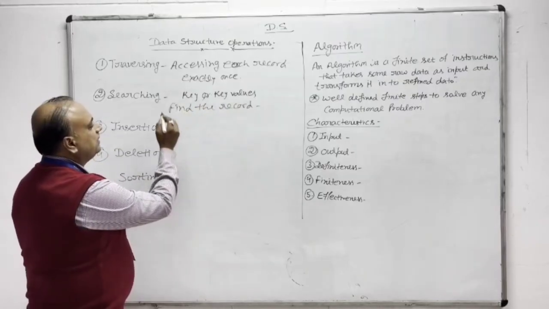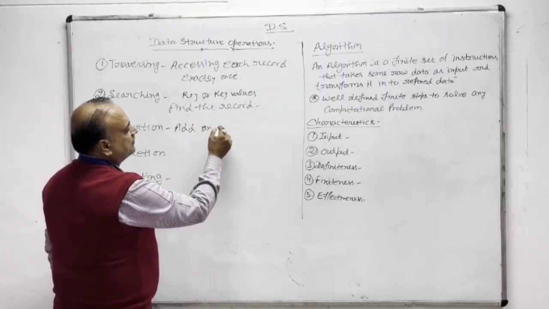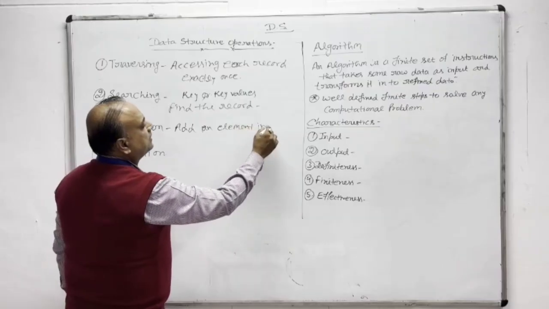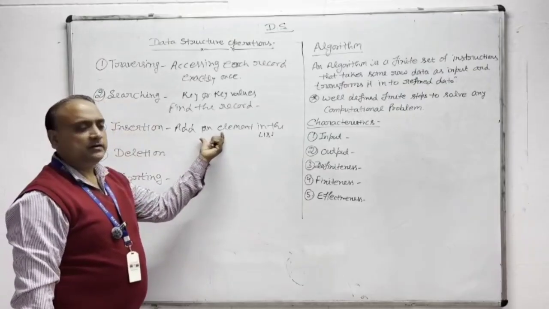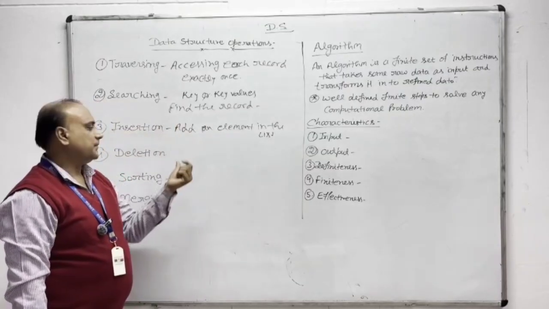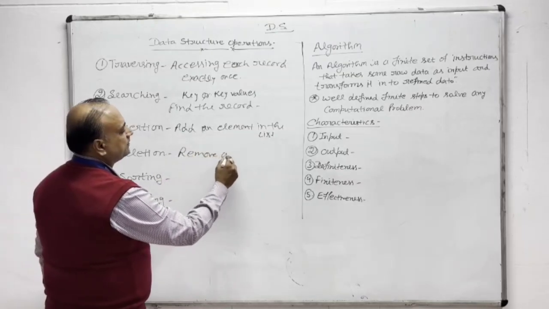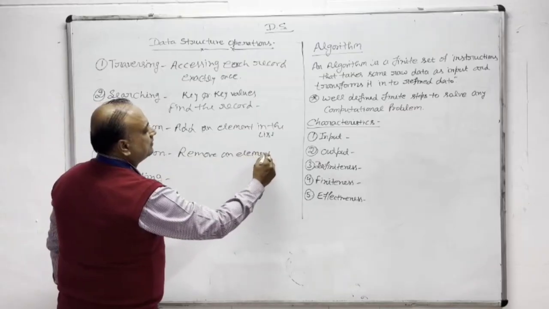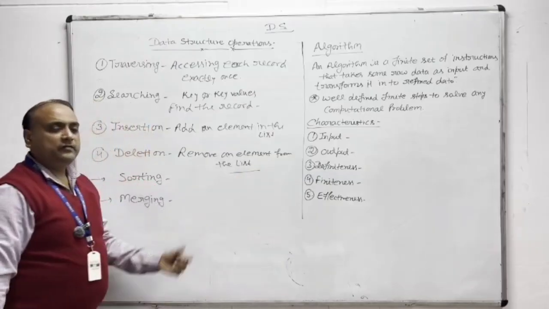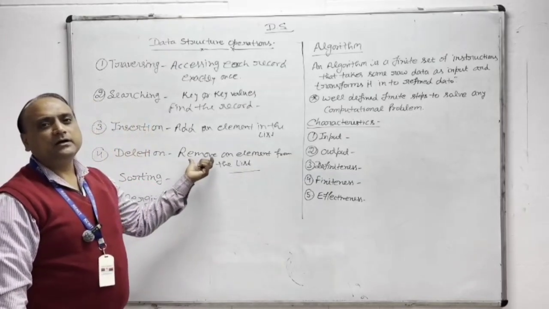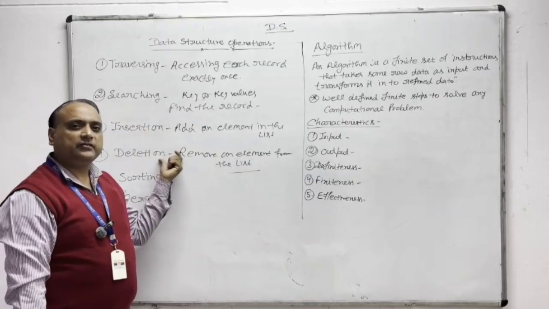Next one is insertion, meaning add an element in the list. We can add any element in the data structure, and the process is called insertion. Next one is deletion, meaning remove an element from the list. We can remove or delete an element from the data structure, and this operation is called the deletion operation.